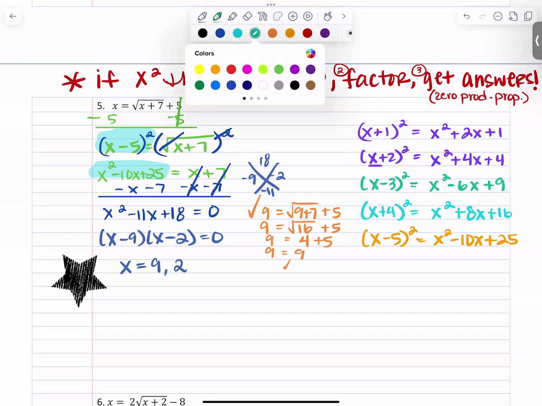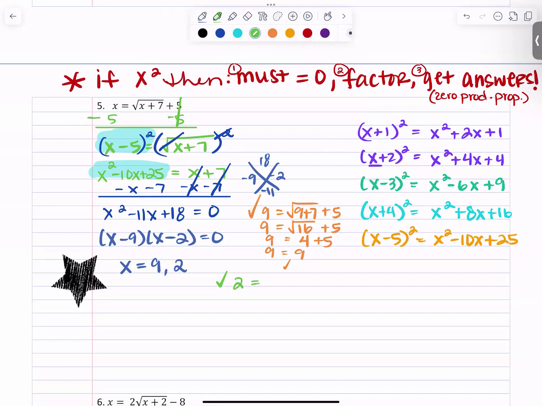So I'm going to go back to green. I know on here you can actually see how much I changed colors. So we're going to check the 2. Does 2 equal the square root of 2 plus 7, plus 5? So 2 plus 7 is 9. But the square root of 9 is 3. And 3 plus 5 is 8. So that is not true. Therefore, it cannot be 2. So your answer is only 9. There are not 2 answers. So you have to check it.